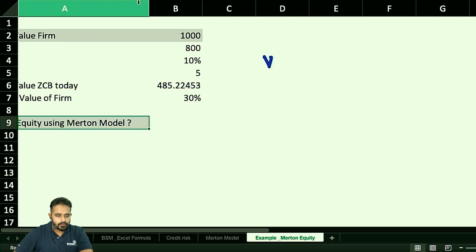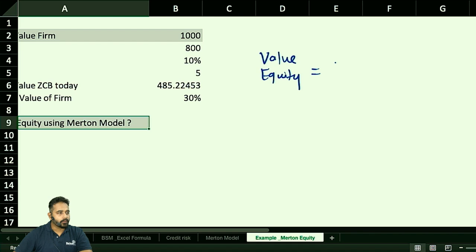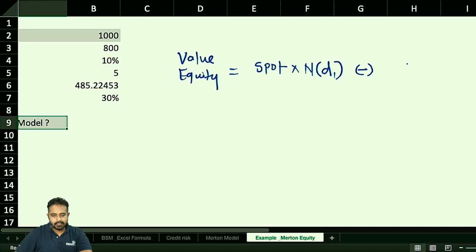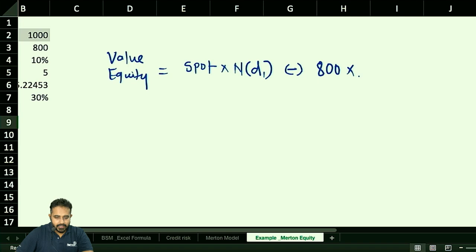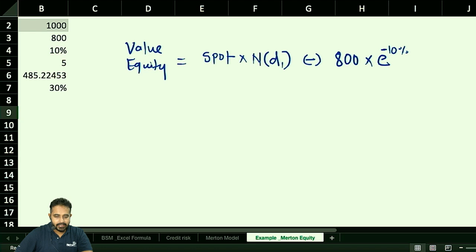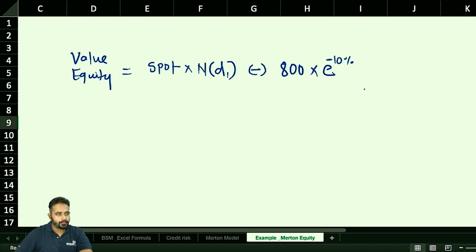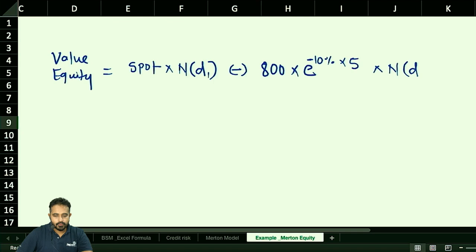So the value of equity is to be valued like a call option on the firm, so it is equal to the spot price, which is today's value of the business, right? Spot price into N(d1), the same formula, minus the strike price. Now what is the strike price here? Strike price is nothing but the face value of the zero coupon bond, right? So strike price of 800 multiplied with e raised to minus 10% into 5, and we have to take the present value for how many years? 5 years, right? So that's the maturity or expiry of the option. Multiplied with N(d2), that's it. There you go. That's how you do the valuation.